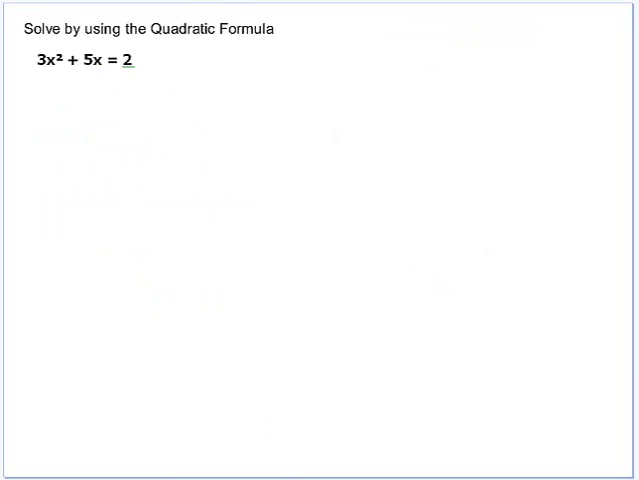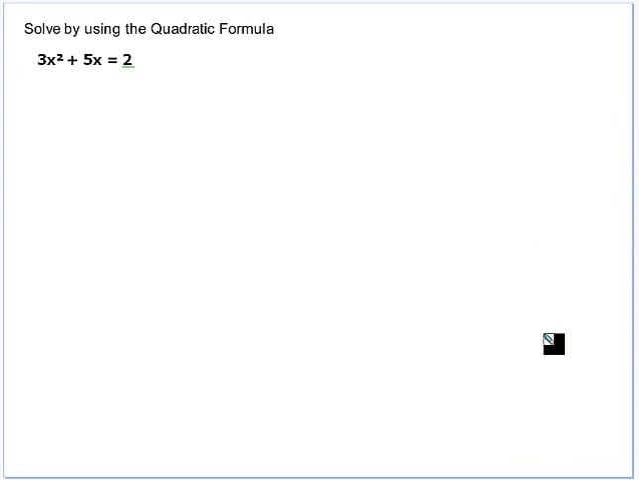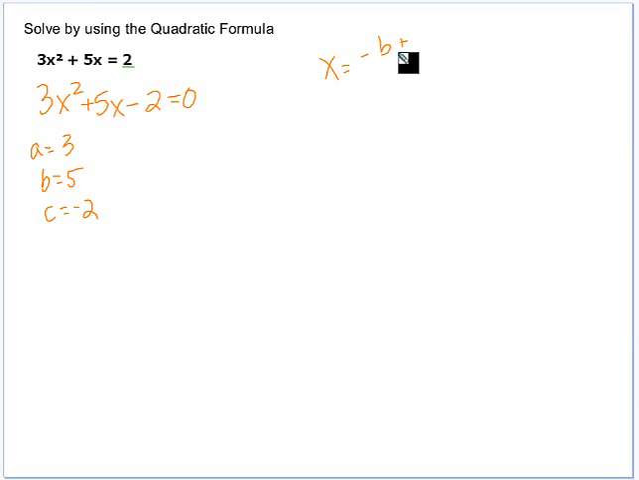And last but not least, solving by using the quadratic formula. To use the quadratic formula, it must be equal to 0. So first we are going to subtract our 2 over. Then we are going to identify our a, our b, our c. Our a is 3, our b is 5, our c is negative 2. And then we're going to think of our quadratic formula. x equals negative b plus or minus the square root of b squared minus 4ac, all over 2a. And we just plug it in.